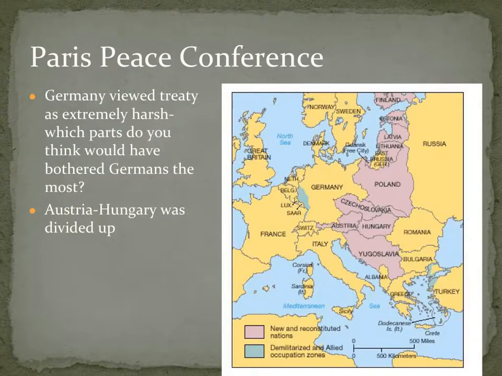So Germany viewed this treaty as extremely harsh. And you've probably already talked about which parts you think would have bothered the Germans the most. What happened to Austria-Hungary? Well, Austria-Hungary ceased to exist. If you look at this map, all the new countries that were created after World War I are in pink. And you can see Austria-Hungary was divided into Austria, Hungary, and then this new state called Yugoslavia.